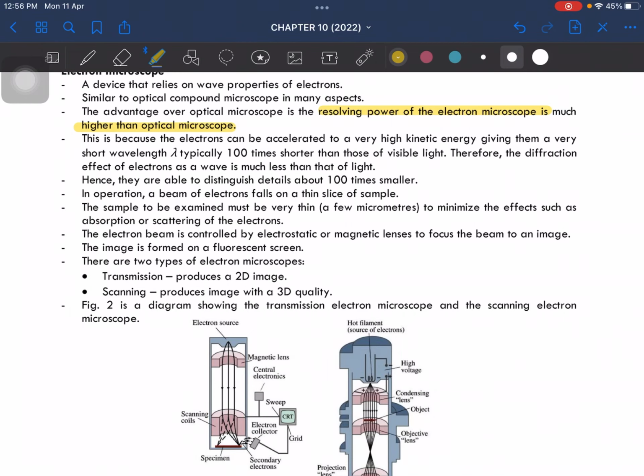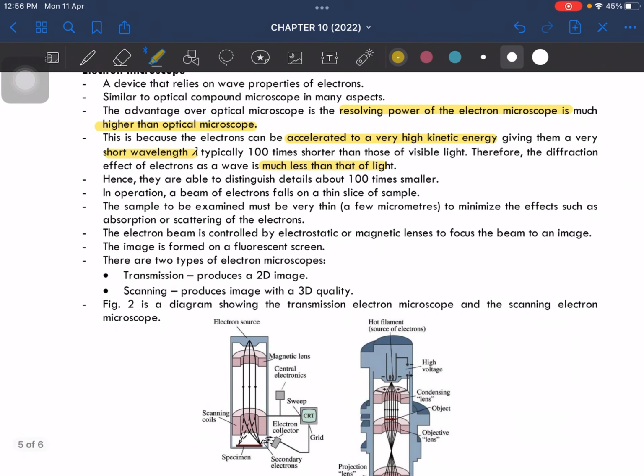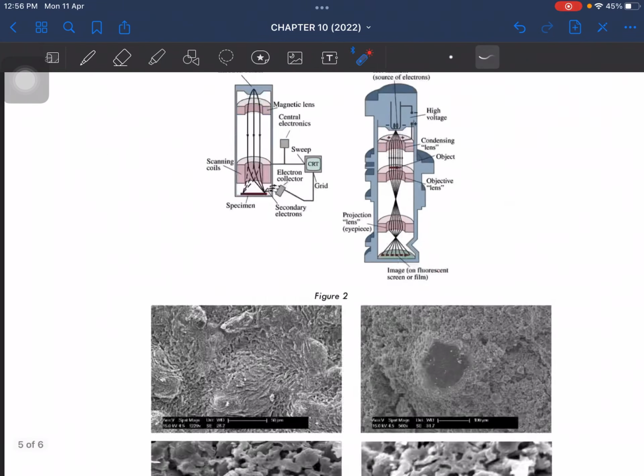Why? Because the electrons can be accelerated to a very high kinetic energy, giving them a very short wavelength. Because of that, the diffraction effect is much less than that of light. So we are able to distinguish details about 100 times smaller. In operation, a beam of electrons will fall on a thin slice of sample.